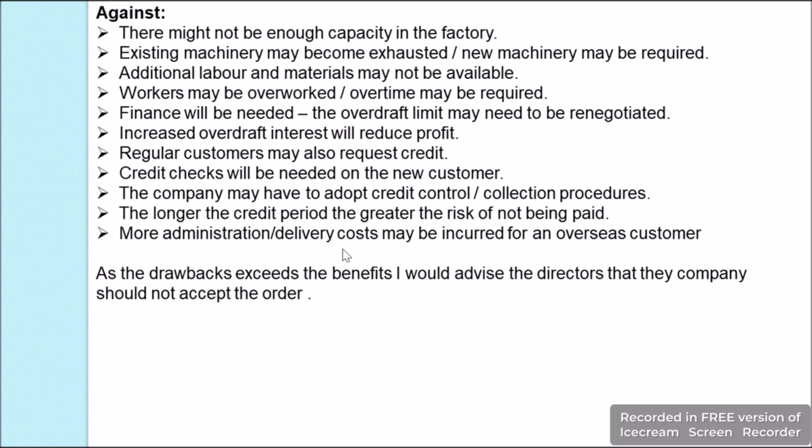So overall, if we see, most of the costs are increasing, which will reduce the profit. Hence, I suggest that they should not accept this order. Instead of this, they can work more on the domestic market and have a higher rate of profitability. So with this, we have completed this question.